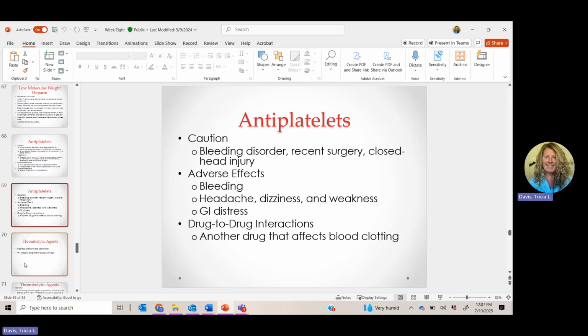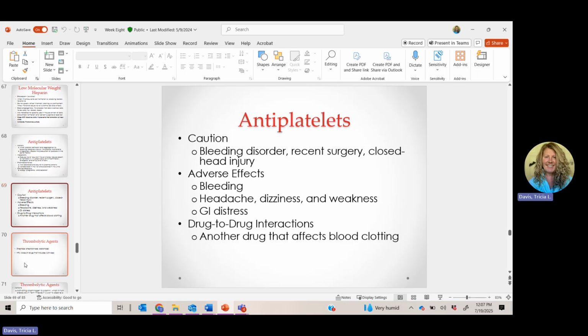We have to be careful with anybody that has a bleeding disorder. If they've had any recent surgery, we would not want to give these because we are worried about them starting to bleed again. If they have a closed head injury, we're worried about them bleeding into the brain. We would not give them this medication.